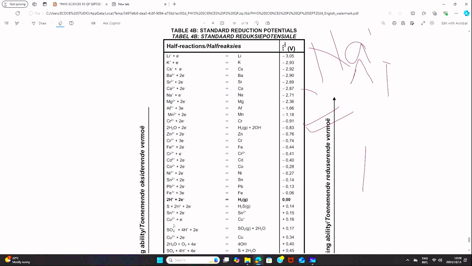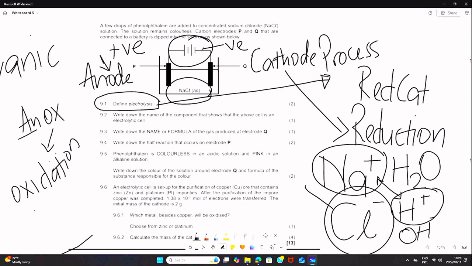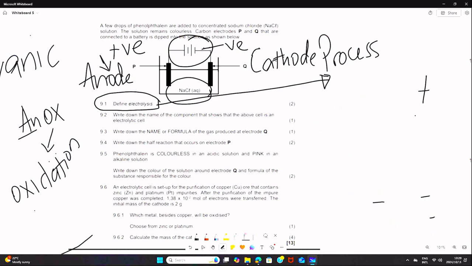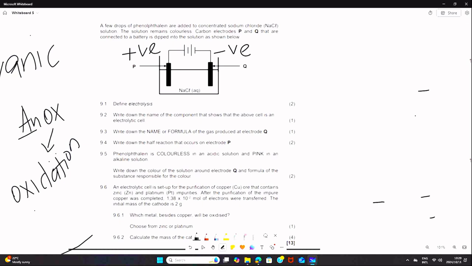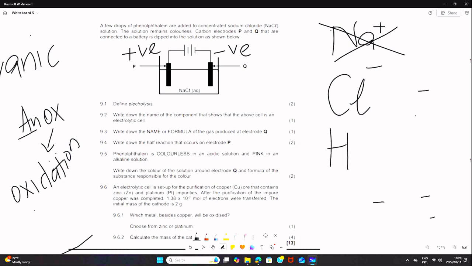And then chlorine will also be forming part of the reaction. So going back into the question now, you have already figured out which reaction will be taking part where. Remember, we said let's just keep the polarity of the electrodes here. We said that this is negative, and this is positive. So we know that sodium ions are not taking part in the reaction. We are only left with chloride ions and hydrogen ions.